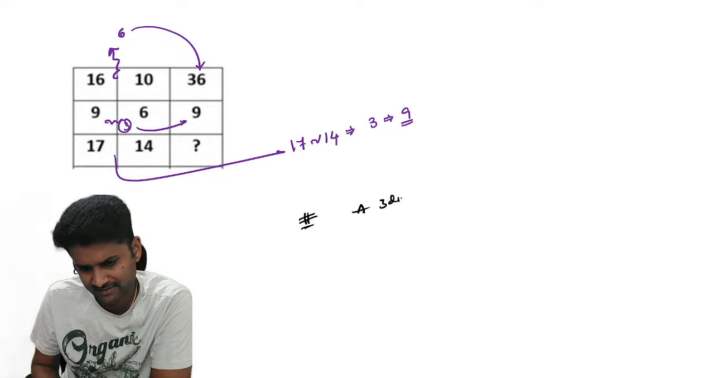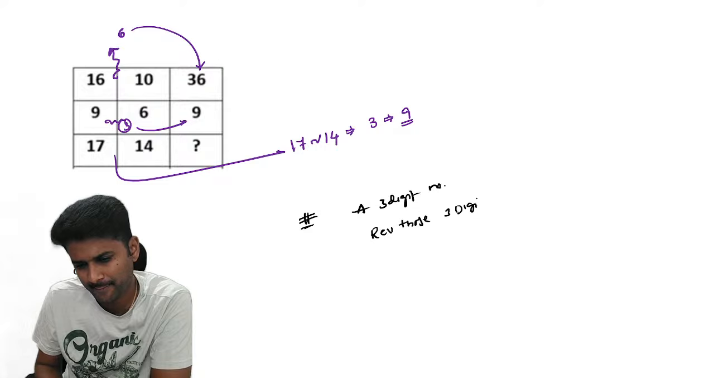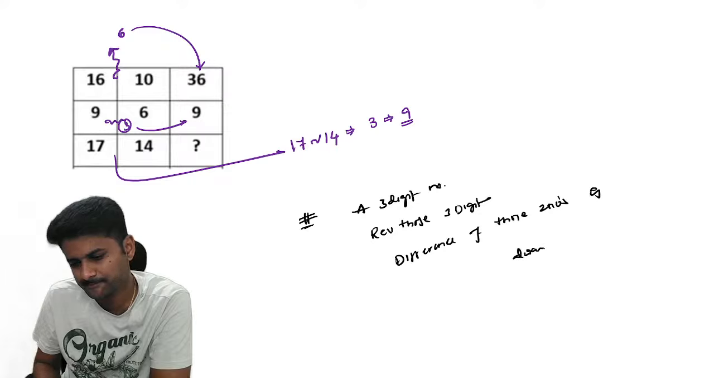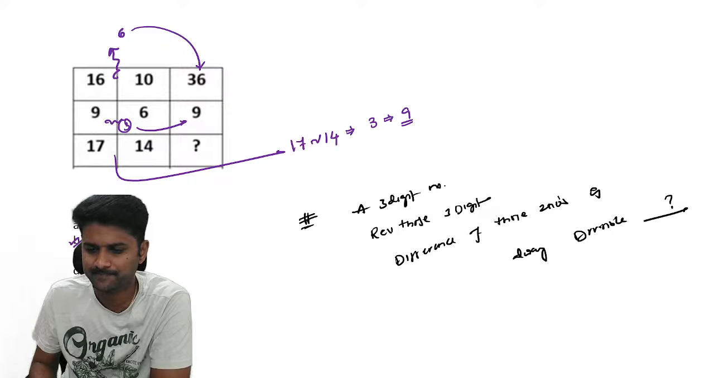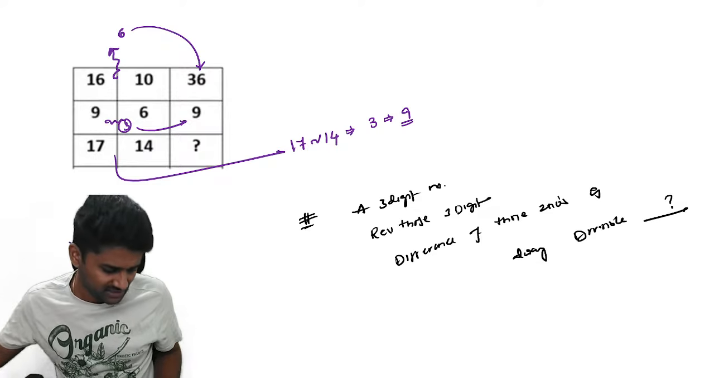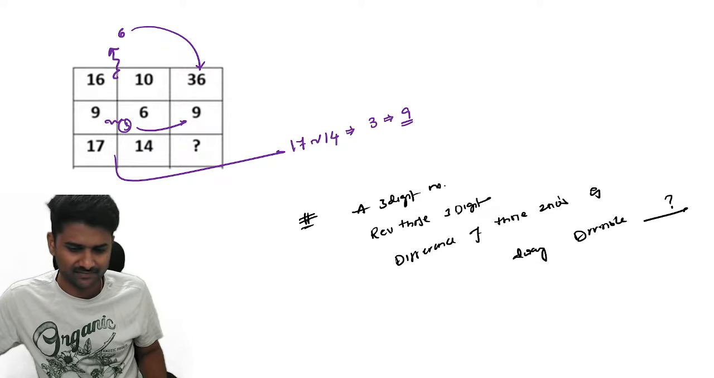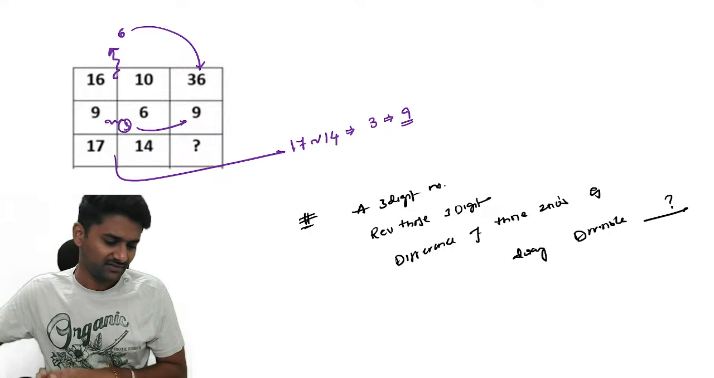Let's take a 3-digit number and reverse those three digits, and the difference of those numbers is always divisible by dash. Guys, take one three-digit number and just reverse it. Like XYZ, reversed it is ZYX.